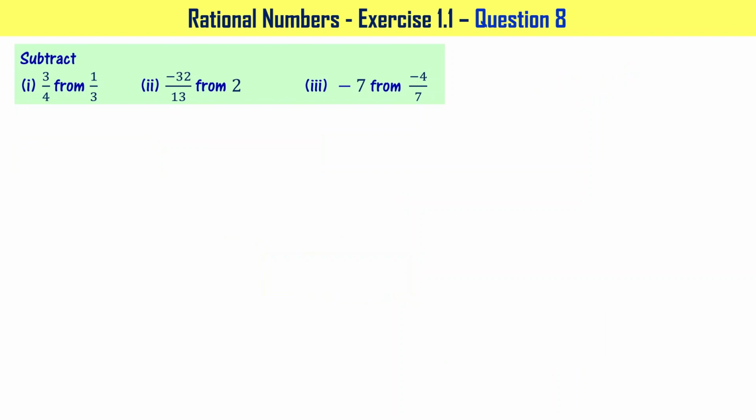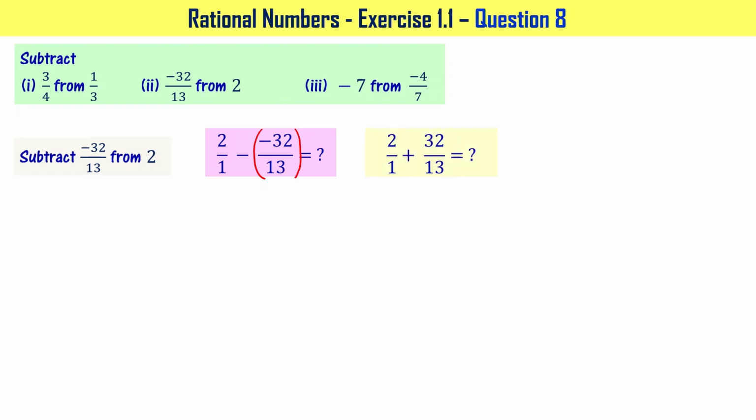Now let's look at the second part of the problem. Subtract -32/13 from 2. That can be written as 2/1 - (-32/13), right? What is the value? Since it is minus and minus, when you multiply, you get plus, right? So this has now become an addition problem: 2/1 + 32/13. We want to find its value, right?